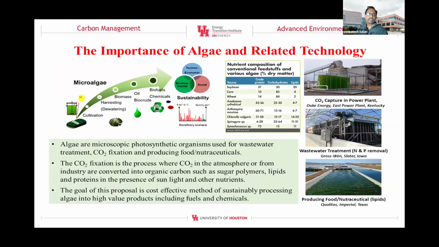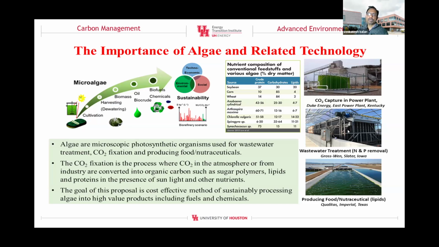Many industries are producing this as we speak in the US and other places. This is a carbon capture power plant in Kentucky, and I've also seen other plants near Chicago in Illinois, and a water treatment plant in Iowa. They are setting this up in many places in California right now. There is also a lipid producing algae pond in Texas. The Qualitas company produces this, and there are so many other places in California. They also produce this kind of algae tanks.